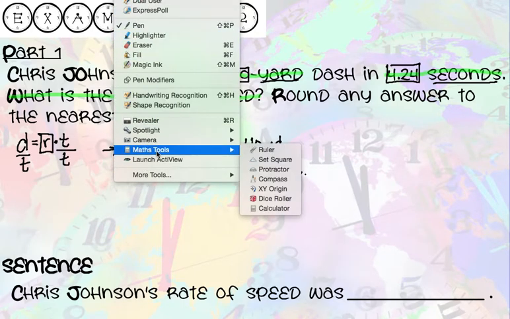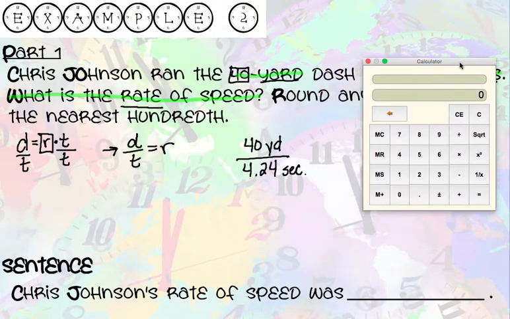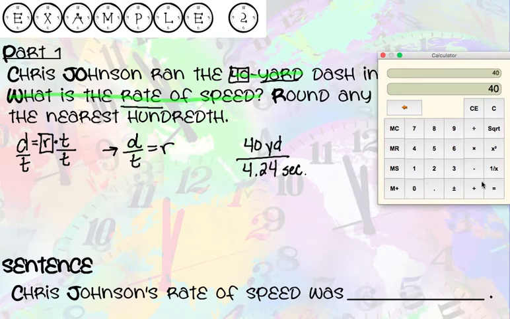Okay, and then we can use our calculator here and actually figure that out. So we take the 40 and divide it by the 4 and 2400. And this is the answer we get, but we're rounding to the hundredths. So I know that it is approximately 9 and 43 hundredths.